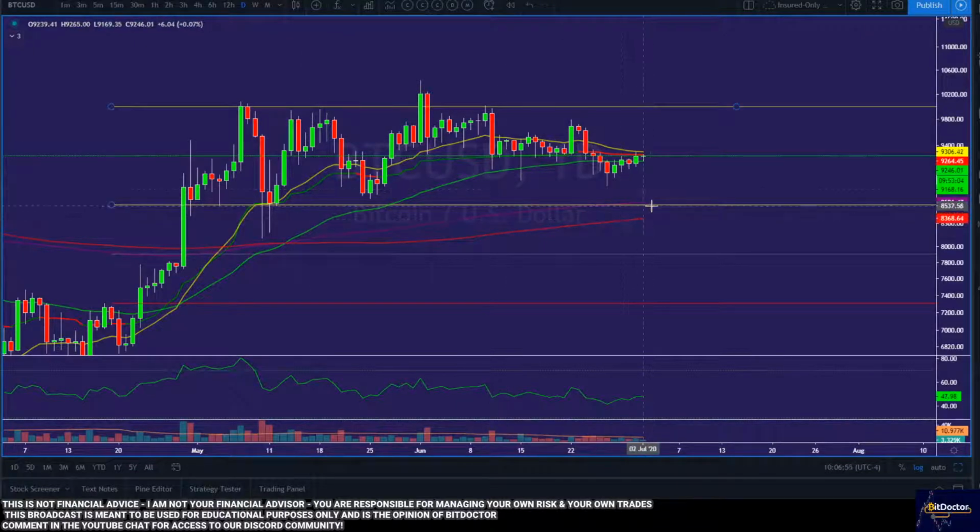But if we do start closing below this, well, one, we have our 200 daily, both our exponential and our simple moving averages down here at the 83 to 8600 range. If we start closing down here, then I would say we're probably going to come back down to 73. But now let's talk about a range expansion to the upside.